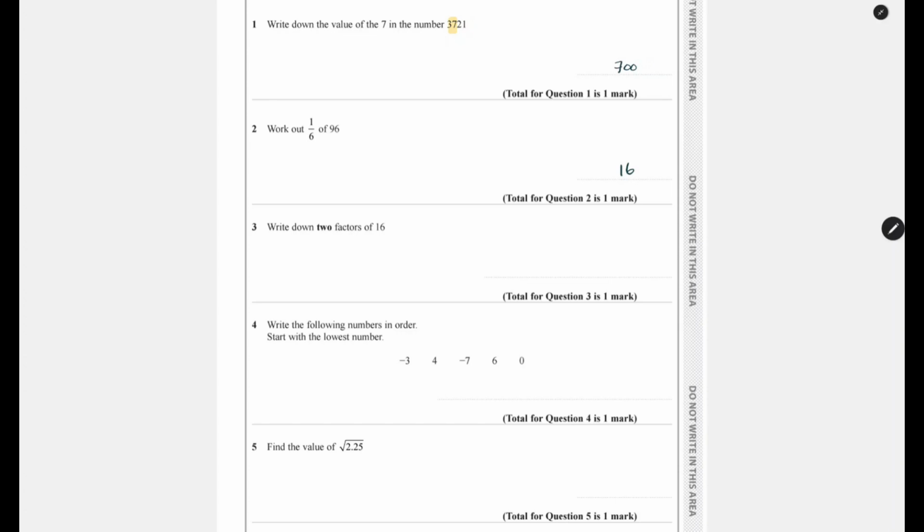So we need to figure out 2 numbers that have 16 in their multiplication. So we can pick anything between 1, 2, 4, 8, and 16. Let's just go for 2 and 4.